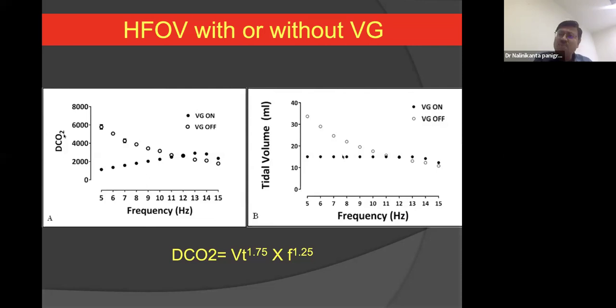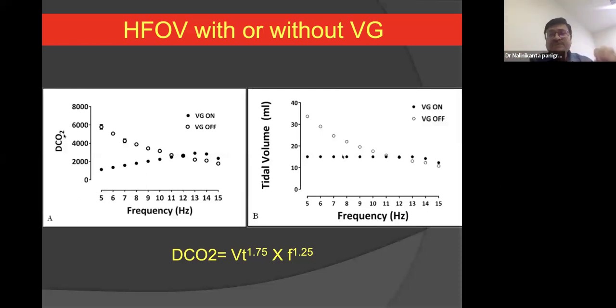The principle is similar, and it is more popular now in the current age. All new generation machines have VG, so we can choose volume guarantee directly, without just choosing the frequency and delta P. Like in conventional ventilation, where we choose 4 to 6 ml per kg, here we can choose 1 to 1.5 to 2 ml per kg for the different disease processes, and auto alteration of delta P and frequency happens. We have to choose a mean air pressure, choose a FiO2 for oxygenation, and choose a volume of 1.5 to 2 ml per kg. To achieve that, the auto fluctuation of delta P and frequency happens.